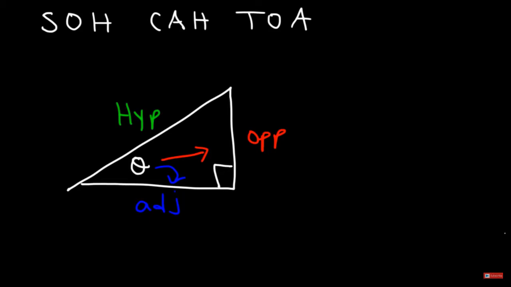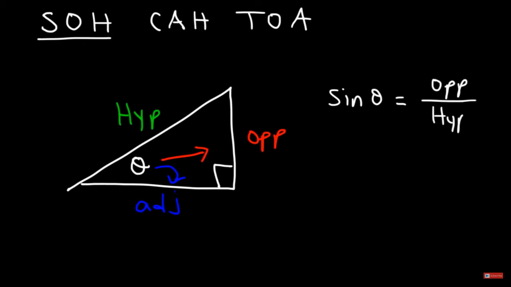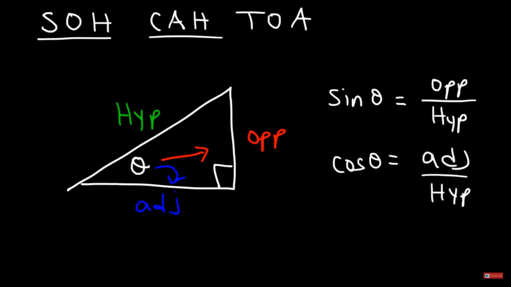Now let's talk about the 6 trig functions in terms of sine, cosine, tangent, opposite, adjacent, hypotenuse. Sine theta, according to Sohcahtoa: S is for sine, O is for opposite, H is for hypotenuse. Sine theta is equal to the opposite side divided by the hypotenuse. Cosine theta is equal to the adjacent side divided by the hypotenuse. CAH: cosine is adjacent over hypotenuse.